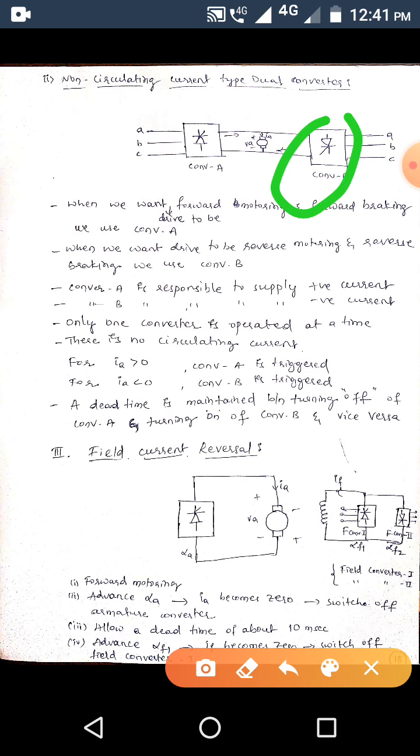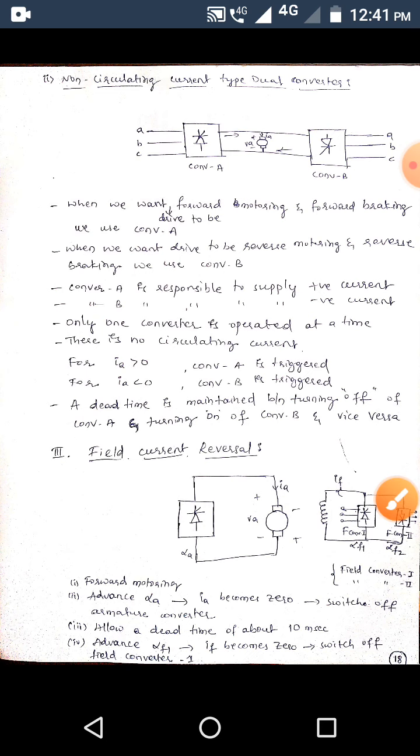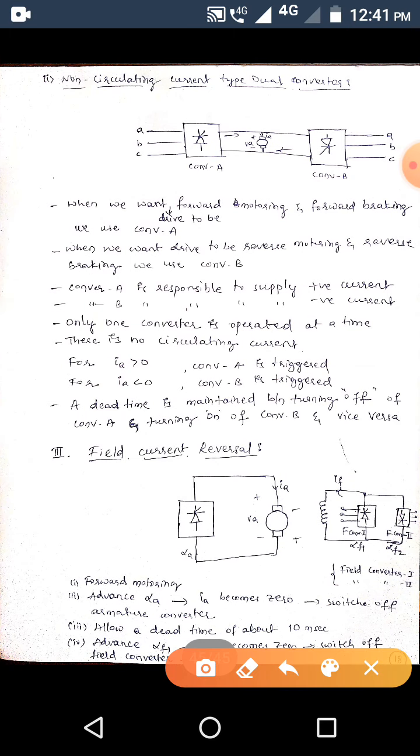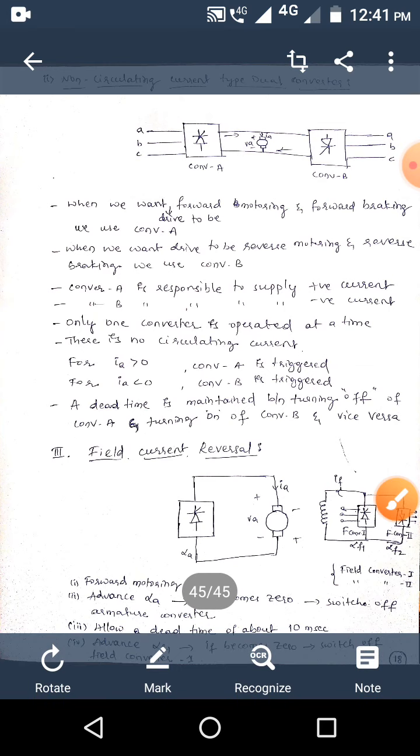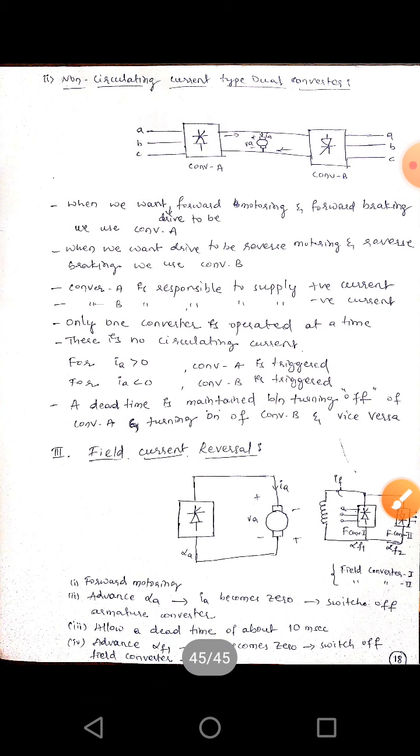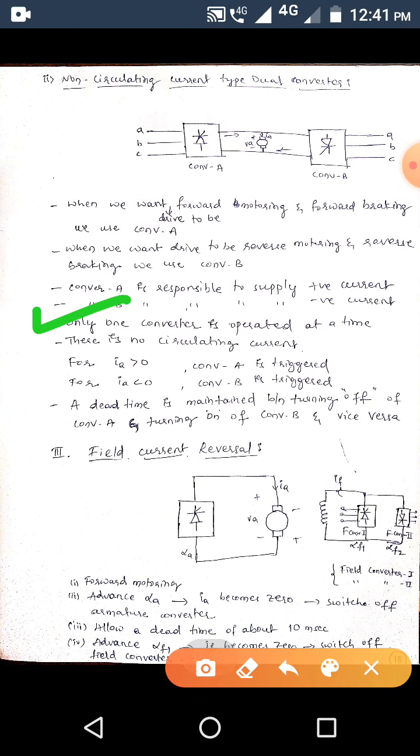Converter B we use for the reverse motoring and reverse braking. Then converter A is responsible to supply the positive current here. So this always produces the positive current and this will always produce the negative current here. So the main function of this is that only one converter is operated at a time.